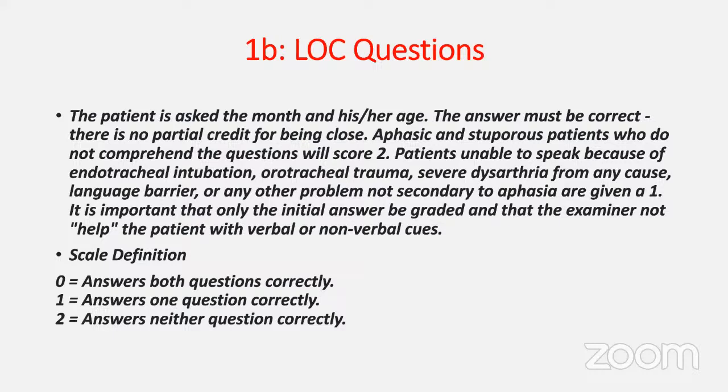An aphasic and stubborn patient who does not comprehend the question will score 2. Patients unable to speak because of endotracheal intubation or tracheal trauma, severe dysarthria from any cause, language barrier, or any other problem not secondary to aphasia are given 1 point. It is important that only the initial answer be graded and that the examiner not help the patient with verbal or non-verbal cues.